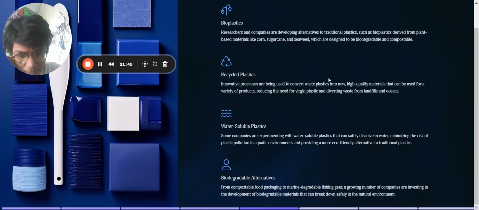Soluble plastic. Some companies are experimenting with water soluble plastic that can safely dissolve in water, minimizing the risk of plastic pollution in aquatic environments and providing a more eco-friendly alternative to traditional plastics. Self-explanatory. Just like the plastics which are biodegradable, making plastics which are soluble in water can also solve the problem.